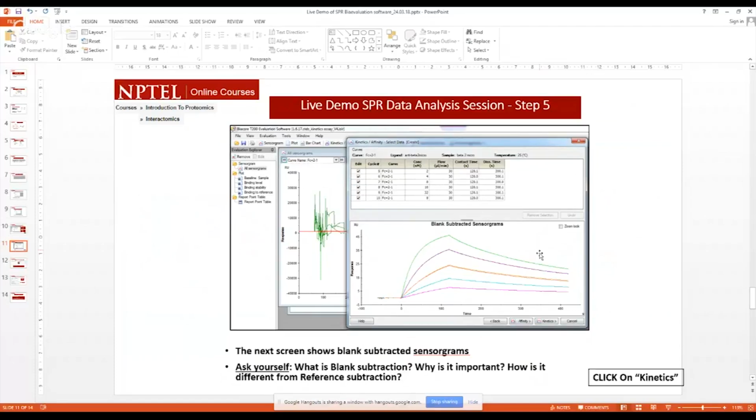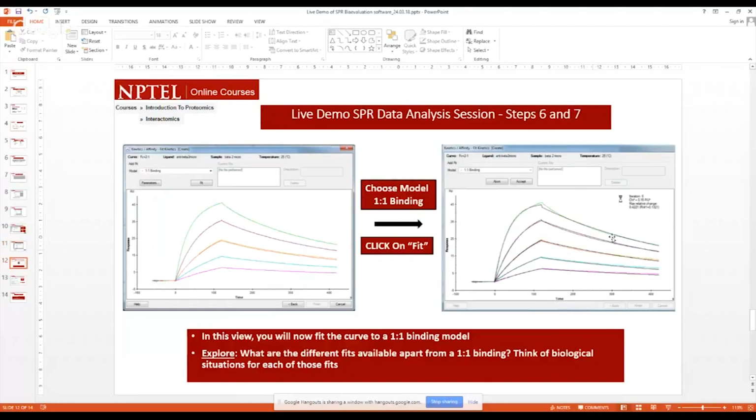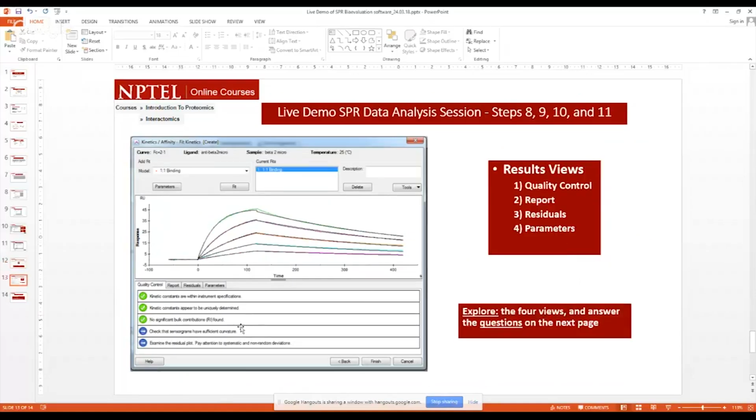And the rest are pretty much what I was planning to show in the live demo. So once you come to this screen, you say fit to a one-to-one binding model. This is what you get finally. It will go through some iterations, just wait, and then you can abort this in the middle by clicking on the abort button, or you accept. You don't have to do anything to accept. It will just go till the end. And this is the final view.